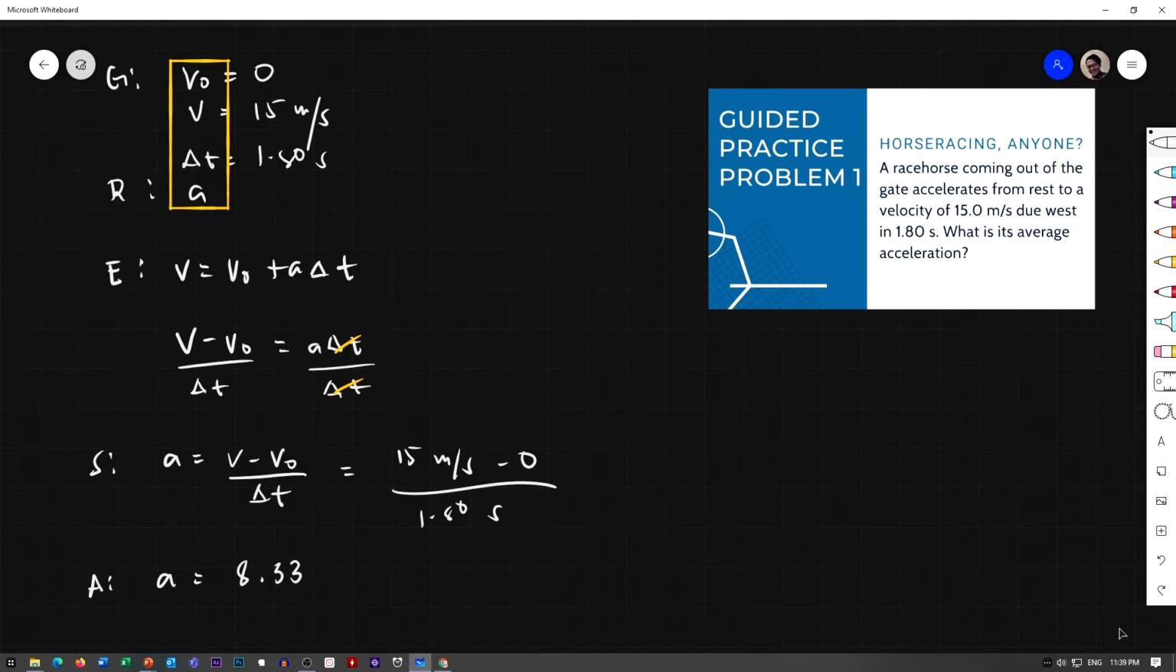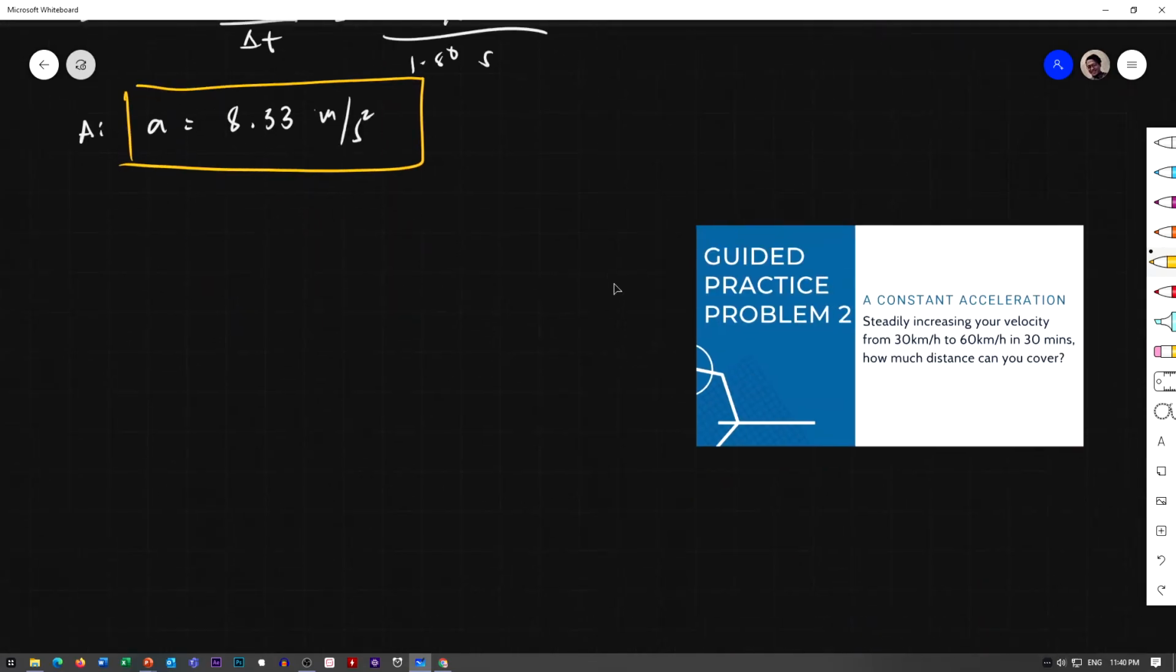You check the units, meters per second divided by second. So that's meter per second squared. So it checks out. So you can now box this because that's our final answer. Okay, so let's proceed on the second problem.